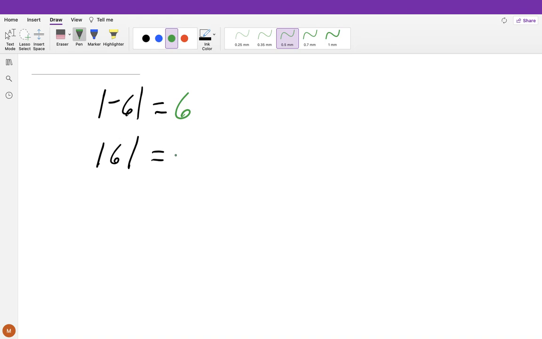So in this one here, what is the absolute value of 6? Well, same thing. 6 is also 6 units away from 0. And since we're dealing with the distance, we know that our answer is positive.